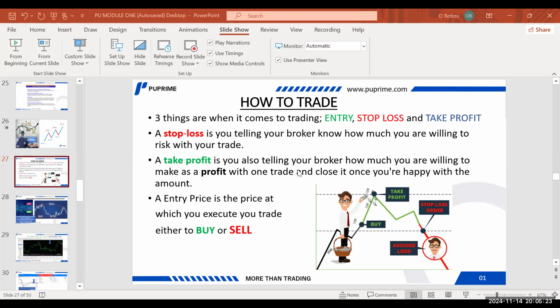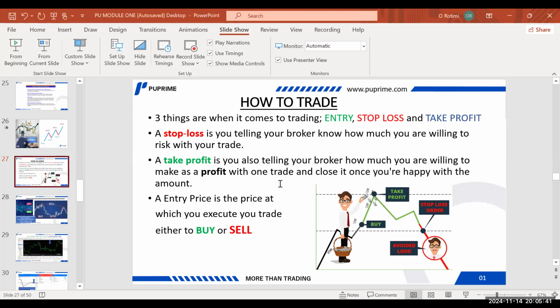All right. So these three terminologies will get you started. The first one is the entry price, the take profit, and the stop loss. And these are foundational terminologies in Forex trading: entry price, take profit, and stop loss.